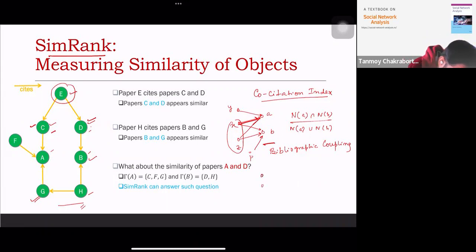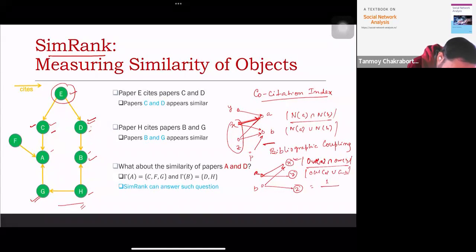Say for example, let's again consider A and B, and A cites X and Y, B cites X and Z. So the bibliographic coupling is again the out-neighbors of A intersection out-neighbors of B, divided by the out-neighbors of A union out-neighbors of B, taking the size of each. The intersection would be 1, which is X, divided by 3. This is called bibliographic coupling.